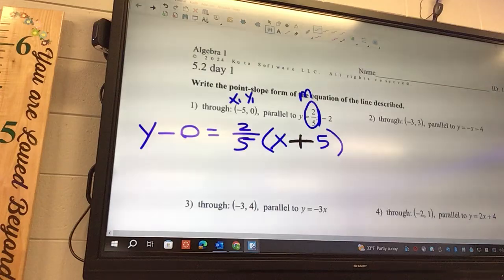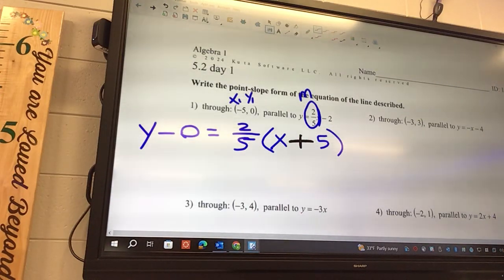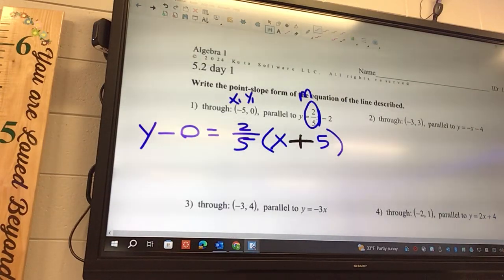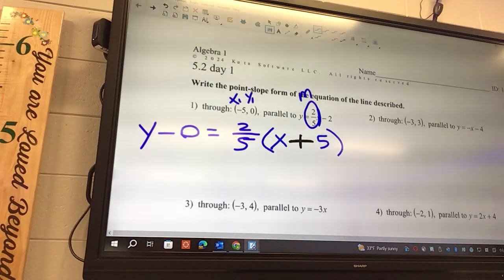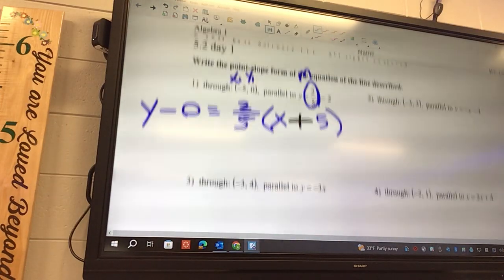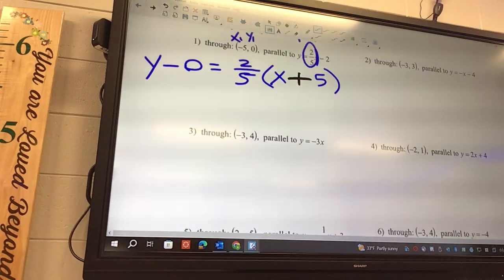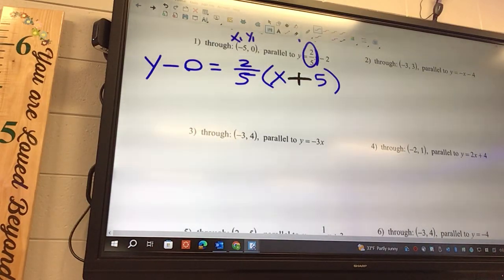So what was that whole tangent about? Because for parallel, we keep the slope the same. On the perpendicular, which we'll get to on the back, you're going to flip and change. That is going to be the difference. So if we look at number 3, is it parallel or perpendicular? Parallel. So parallel, we keep the slope the same.